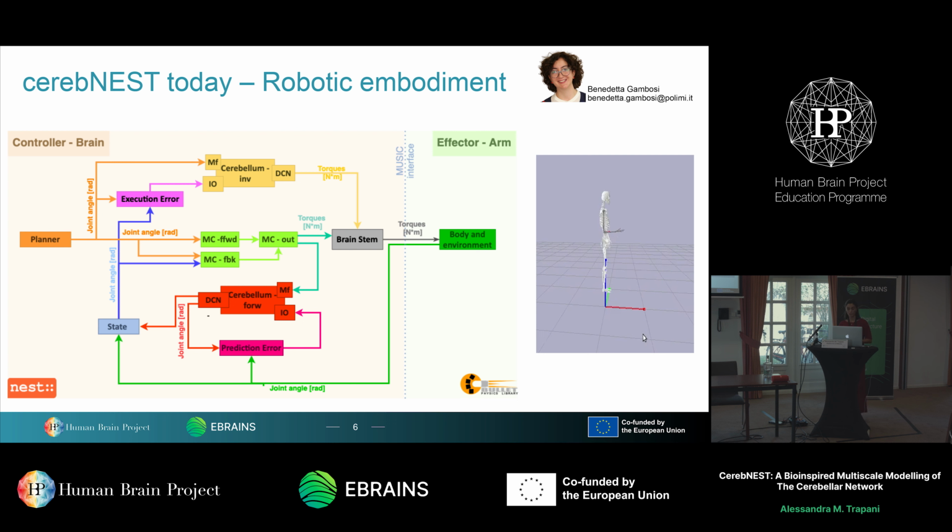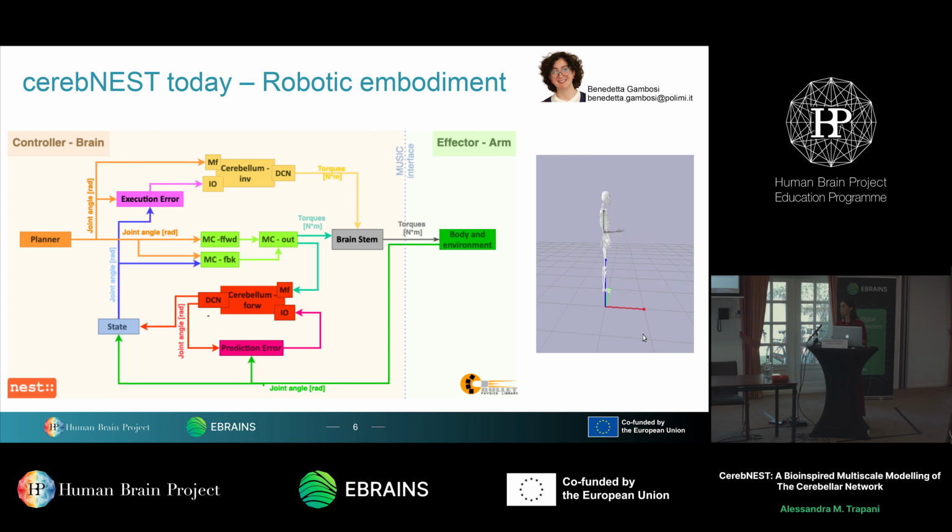So Benedetta Gambosi, the other PhD student, is working on the robotic embodiment part, trying to test the role of the cerebellum as a forward and inverse model. All of this is done in a closed-loop simulation. The system is basically made of a controller, which models the brain, and an effector, which represents the body and the environment. The controller aims at replicating the main aspects of motor control, so basically planning, the generation of the commands and the state estimation.